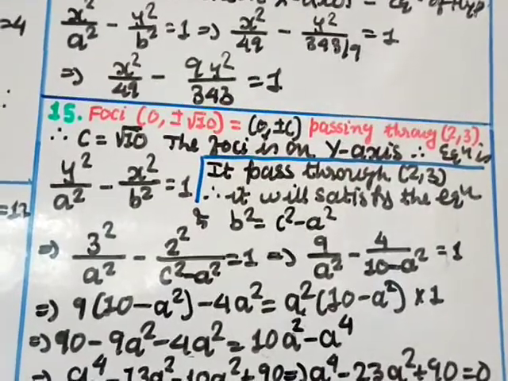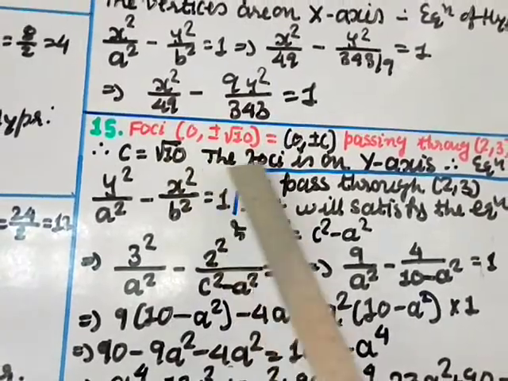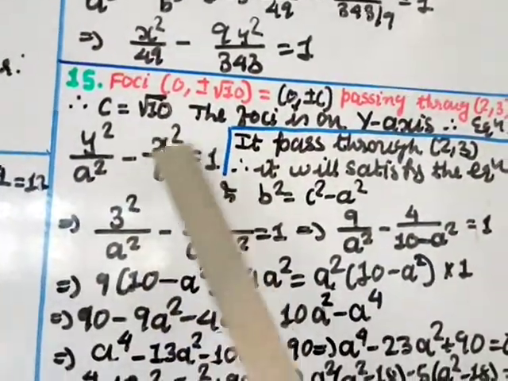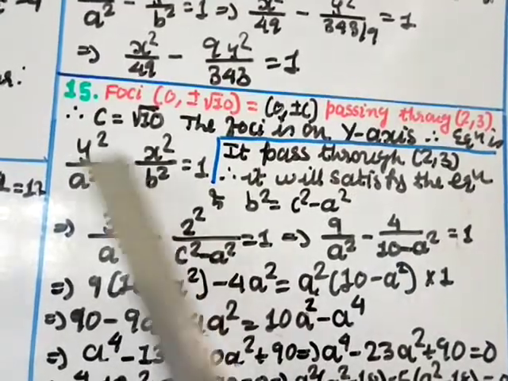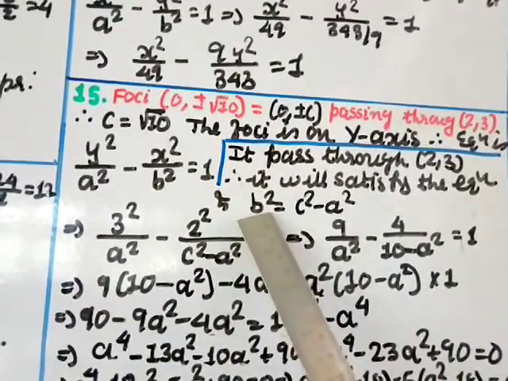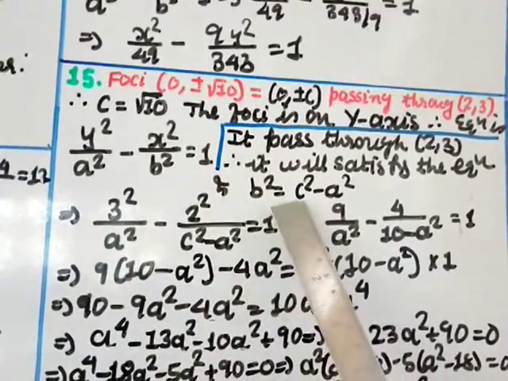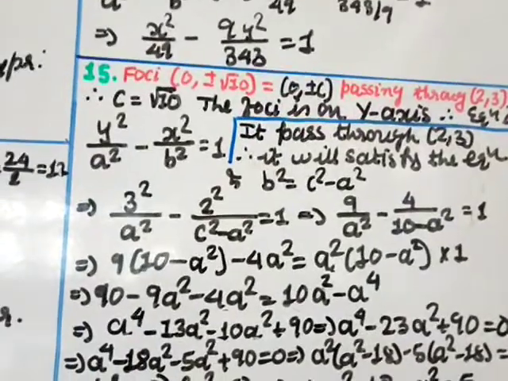Let us solve this. Comparing, we get c equal to root 10, and we know that the foci are on the y axis, therefore the equation is y square by a square minus x square by b square equal to 1. Since it is passing through the point (2, 3), it will satisfy this equation. Also we know that b square equal to c square minus a square, so I'll put instead of b square the value c square minus a square. Why? Because the c value is known and then it will be in only one variable.